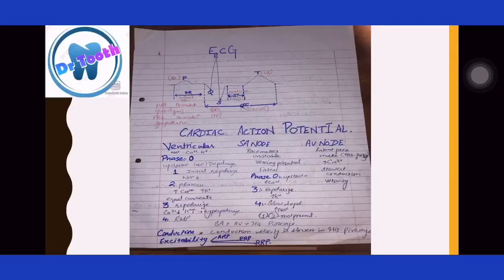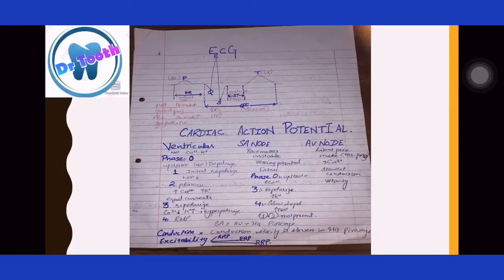Phase 3 is the repolarization phase where calcium decreases, potassium increases, and then leads to hyperpolarization. And phase 4 is the phase of resting membrane potential. Now the MCQ can be of that type, what phase 4 denotes, or which one is the phase of resting membrane potential in ventricular action potential. So it would be like that.